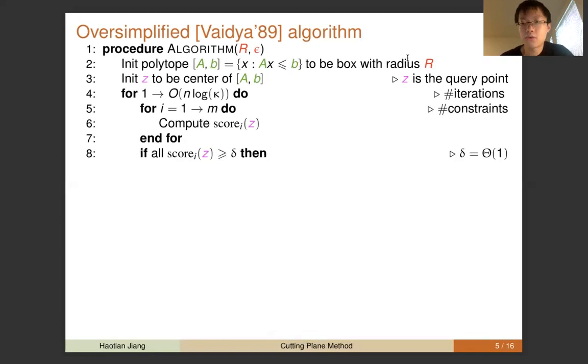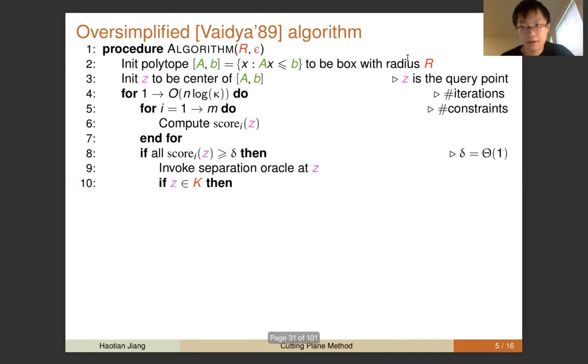So roughly, the score measures how important each constraint is. The larger the score, the more important the constraint is. Geometrically, the score at a high level measures how far the center is from each constraint. So if all the scores are at least some constant delta, then the algorithm invokes the separation oracle at Z.